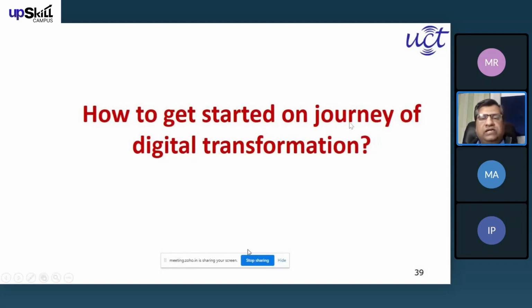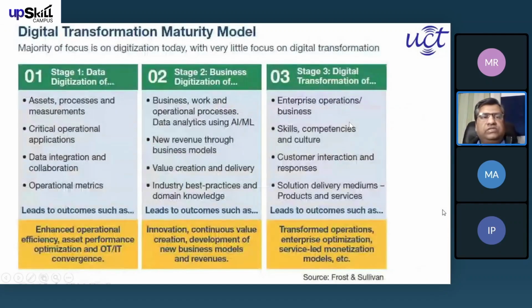Now we would discuss how to get started with the digital transformation journey. There are multiple stages that we can think of. Here we have taken three stages. One is data digitization, the second stage is business digitization, and the third one is digital transformation. Data digitization covers digitization of assets, processes and measurements, critical operation applications, data integration, and operation metrics. Basically, this is very much the IoT side, where we have to acquire the physical data in signal form and take it to the cloud server.